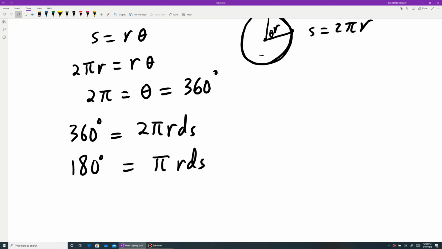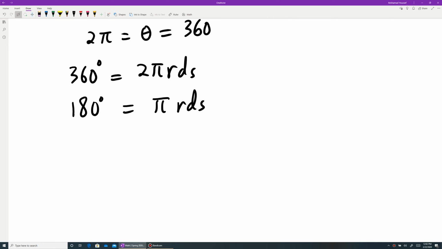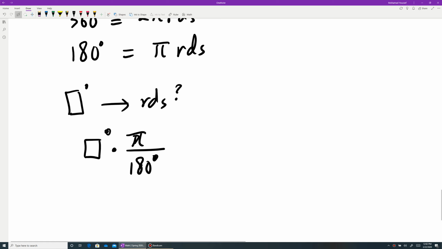How are we going to use this? This helps us convert from degrees to radians and vice versa. If you want to convert from degrees to radians, we take the degrees and multiply by pi over 180 degrees. The degrees cancel each other, and that leaves things in terms of radians. So always from degrees to radians, multiply by pi over 180. Now from radians to degrees, multiply by 180 over pi.